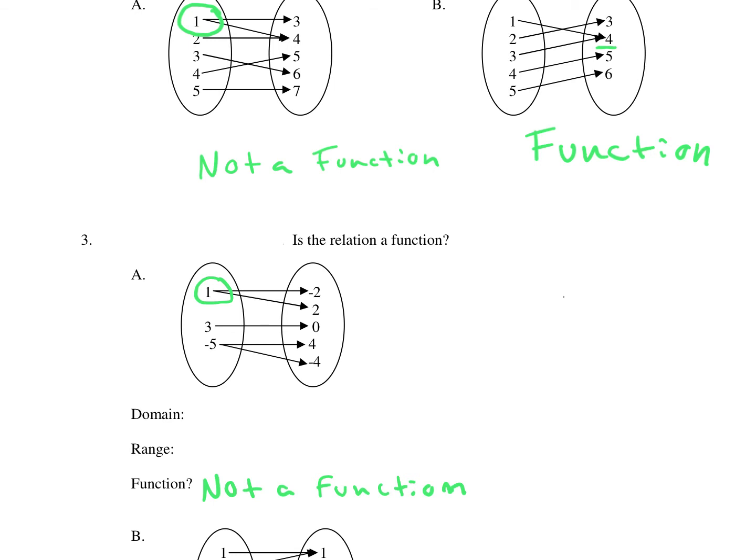X. Domain is your x values. So that's your first bubble here. So what are my x values? 1, 3, negative 5. Remember, you just write it in a little group with the squigglies. So squiggly, 1, 3, negative 5, squiggly.